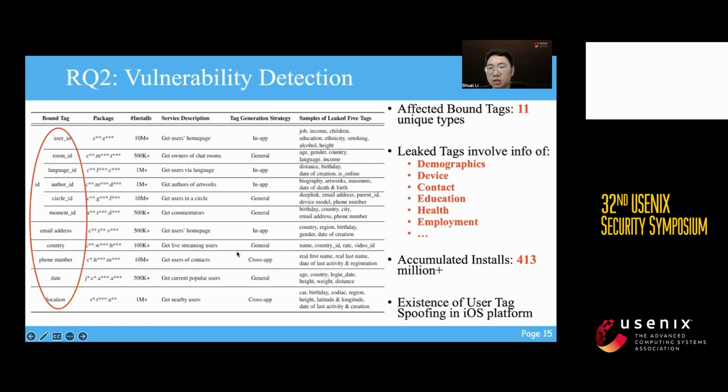In addition to the above analysis, we look deeper into the detection results of the large-scale experiment. It is revealed that 11 types of bound tags are affected, such as email address, and sensitive user data, including but not limited to demographic information, were exposed. The accumulated installs of all affected mobile apps reached 430 million, which demonstrates the large scale of affected users. Moreover, the existence of user tag spoofing risks on the iOS platform is confirmed. It is worth noting that in theory, user tag sharing services could exist on various platforms such as Android, iOS, PC, web, and so on. So the actual impact of user tag spoofing may be even more widespread.